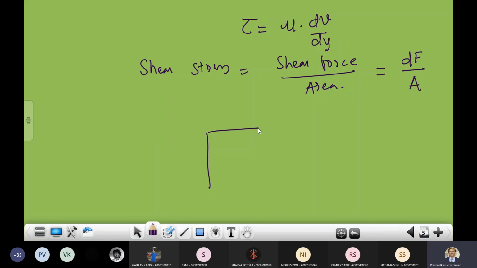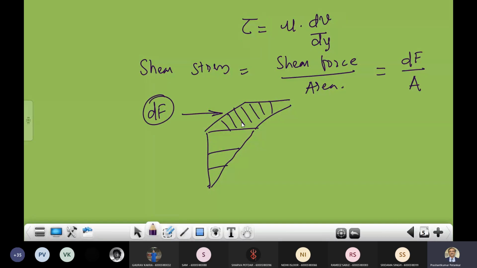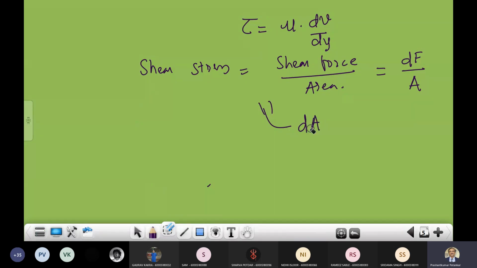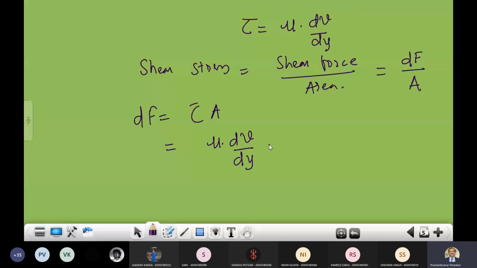I have shown the various layers, so I'm talking about this area and this particular df. This tangential force acting on this layer is, say, df, and this area is, say, dA. In that case the value of df will come out as tau times dA. Since the value of tau is mu times dv by dy, that is the equation you will get. Am I right?